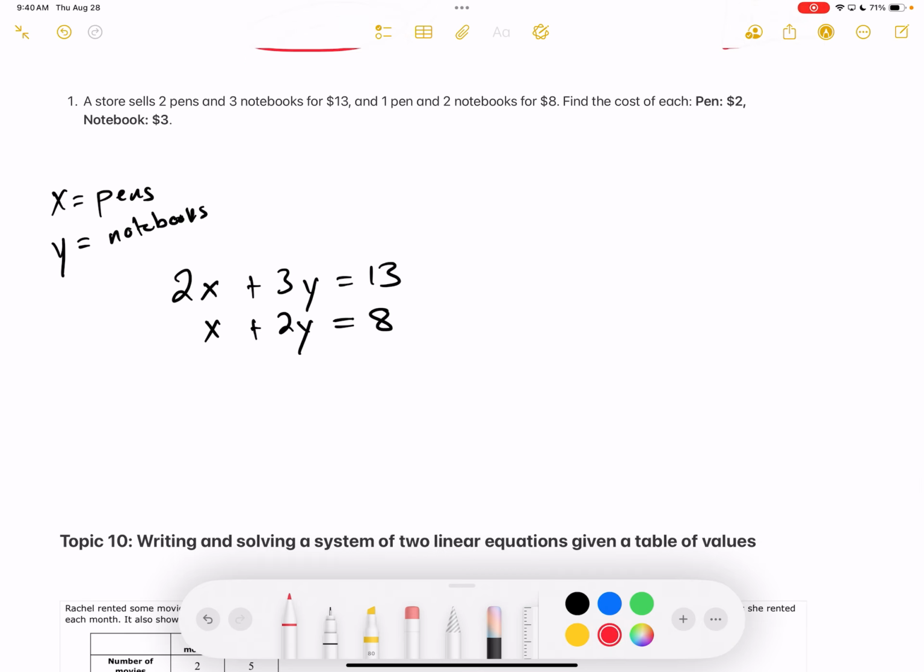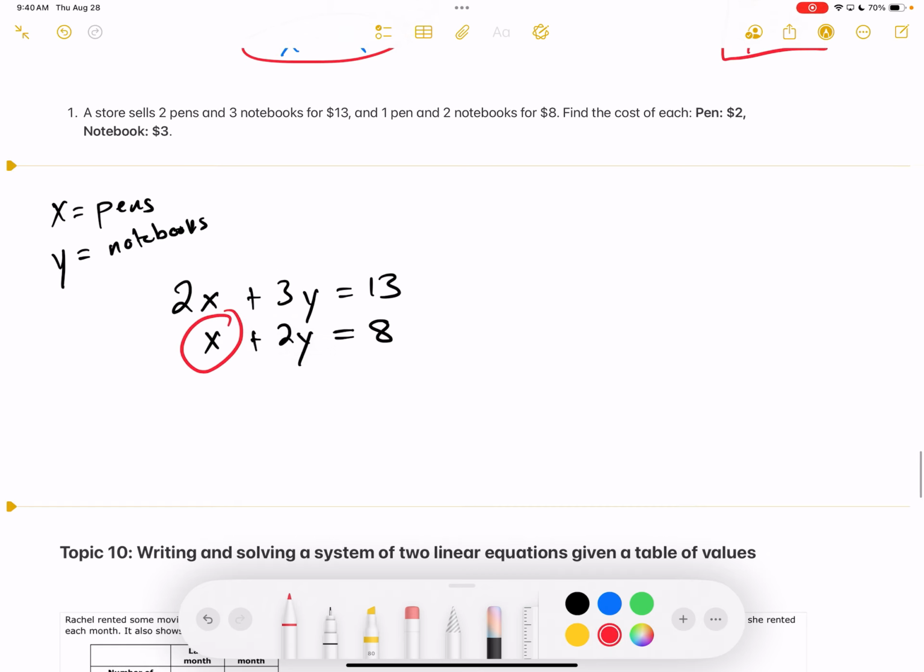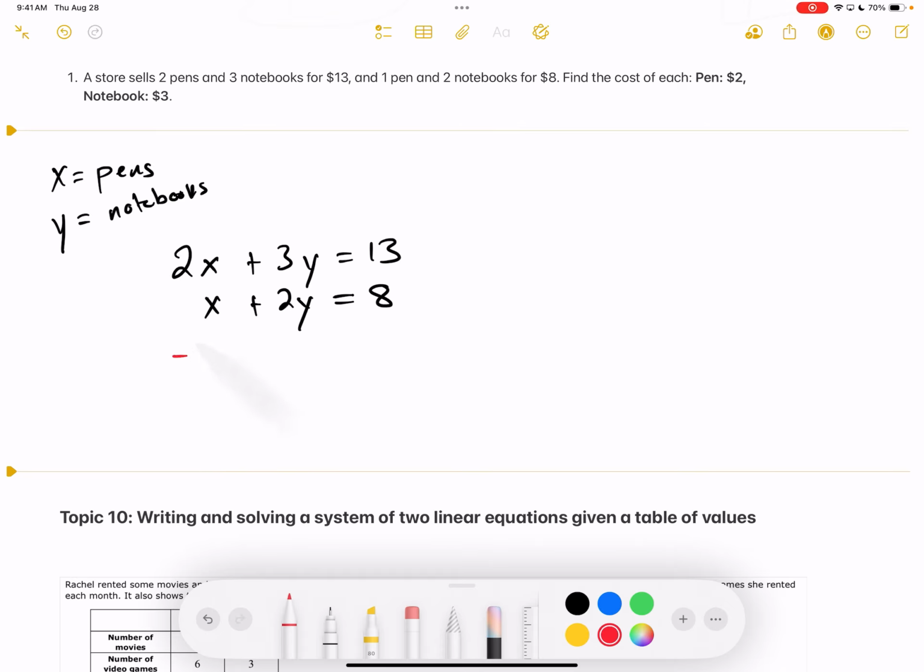All right, so we want to cancel something out. We could use substitution and just solve for x and plug it in, but I know y'all like the elimination method, so let's make this be negative 2x. So we'll multiply this one by negative 2. Negative 2 times x is negative 2x. Negative 2 times 2y would be negative 4y. Negative 2 times 8 would be negative 16. Do not forget to multiply that last number, whatever is past the equal sign.